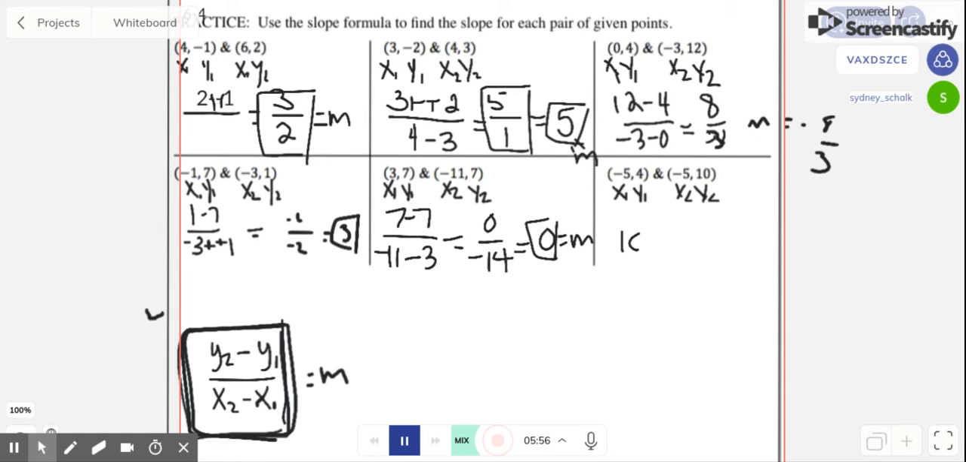Last one, we have 10 minus 4 over negative 5 minus negative 5. Well, 10 minus 4 gives me 6. And negative 5 minus negative 5 becomes addition, and that gives me 0. Well, if 0 is on the bottom, it's not a 0 slope. We call that undefined.